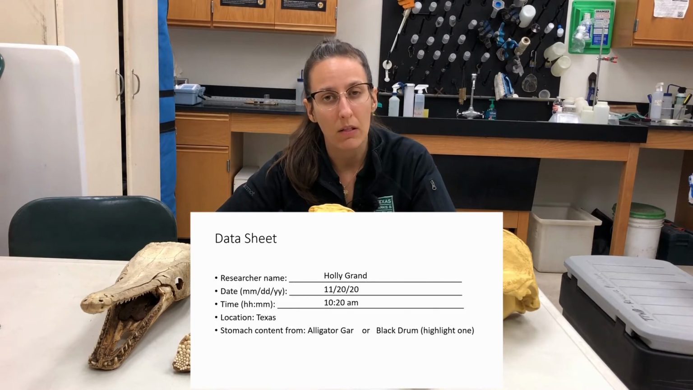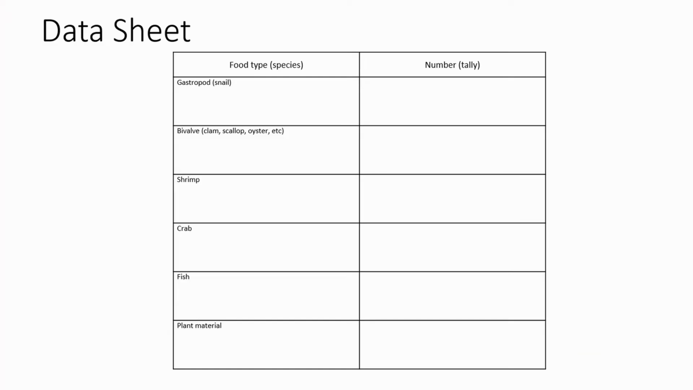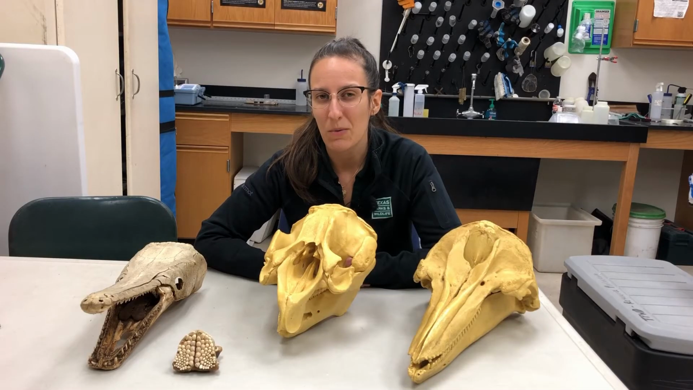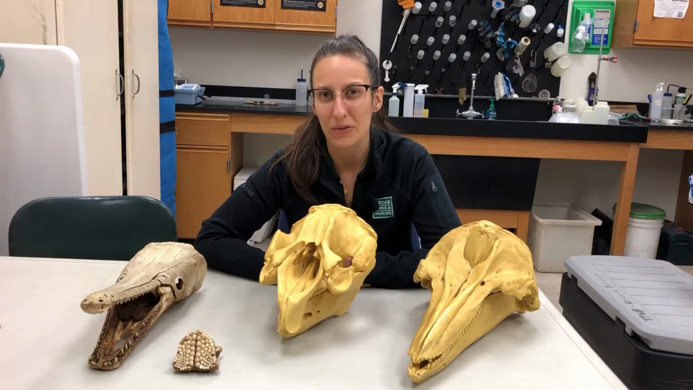The first stomach we're going to look at here today is from the alligator gar. So go ahead and highlight or circle alligator gar. This is the table we're going to be using to record our data. I included every possible type of animal that these two fish may encounter in their environments and things that they may eat. That doesn't mean we'll see everything, but I wanted us to be prepared. All right, guys, I think we filled out everything in our data sheet. Let's get into working with those stomachs.